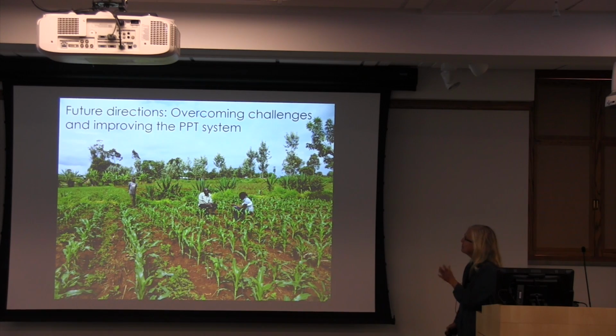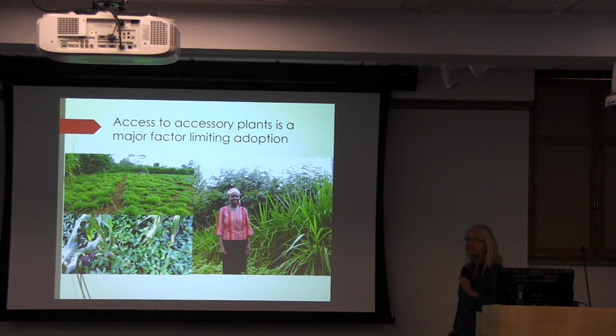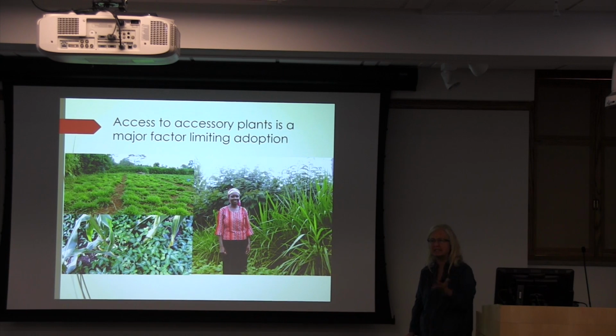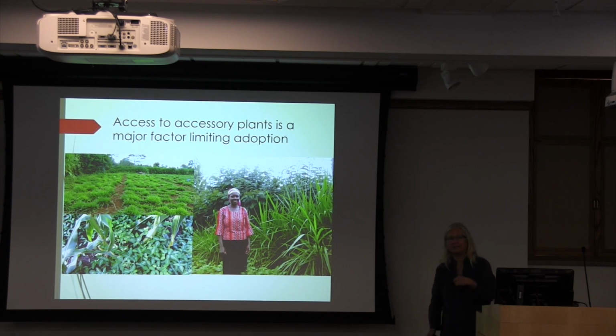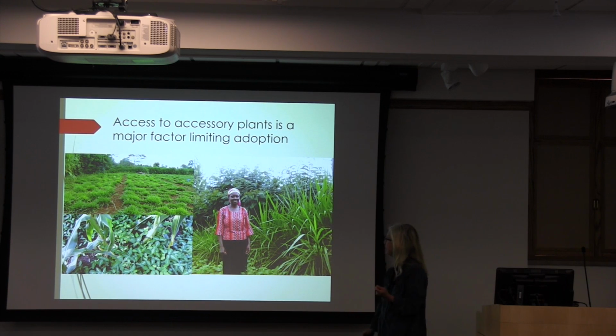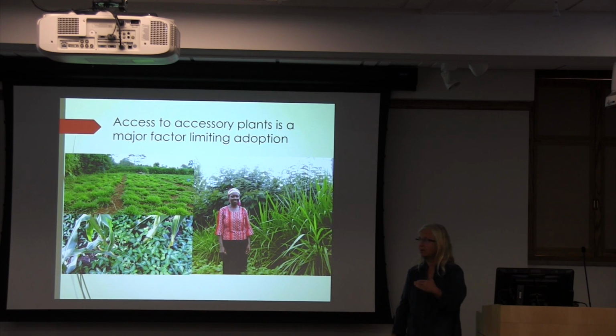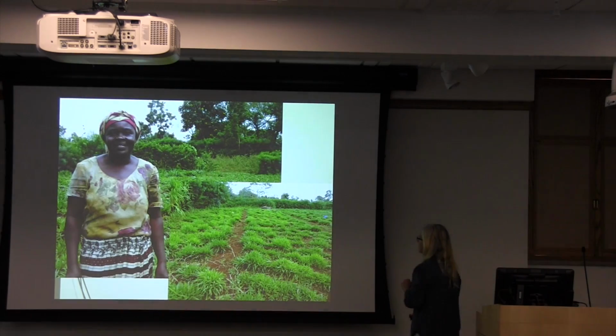So future directions. I'm going to talk a little bit about the challenges, because the farmers are playing a really essential role in overcoming some of the challenges. One of the major challenges is access to the seeds or to the materials for these accessory plants. I'm talking about the Napier grass, the Brachylaria grass, which is the other grass, and the desmodium. In particular, the green desmodium, which is a more drought-resistant species. They've had a very difficult time getting it to produce seeds in the climate in Kenya. It's a problem that they've been wrestling with.